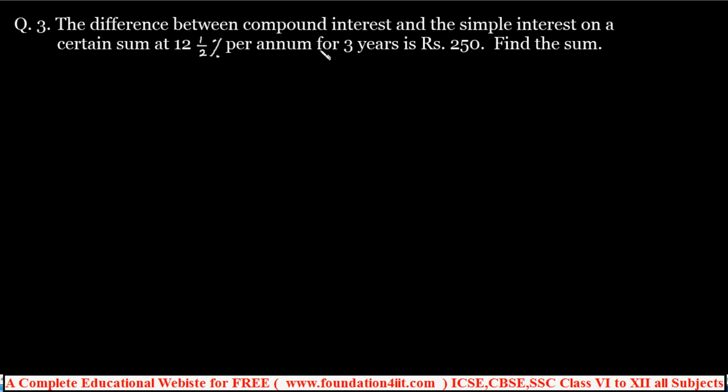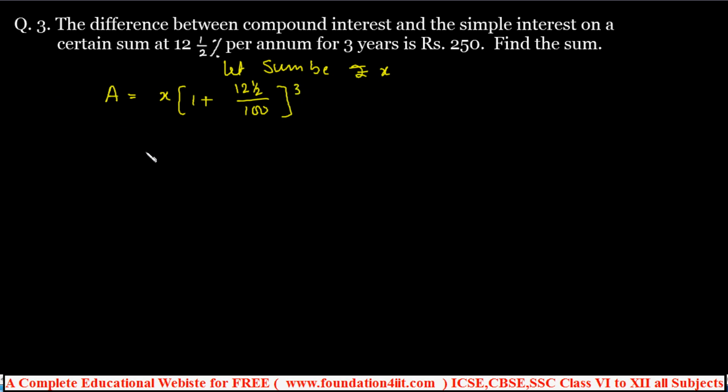Okay, simple problem. First you have to find the compound interest. To find the compound interest, we should know the amount value first. Let the sum be rupees x. Then the amount is equal to x into 1 plus r by 100, right? Here it is 12 and a half, so 12 and a half r by 100 to the power 3.